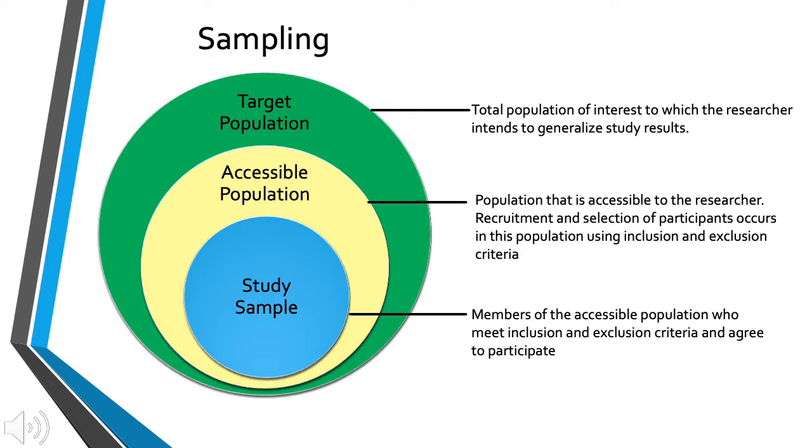To increase the representativeness of a study sample, the investigator would choose random selection of this population. A complete list of the target population might not exist, or researchers may not have access to this entire population. The accessible population refers to those individuals that the researcher has access to for recruitment. The study sample is the individuals that meet the study inclusion and exclusion criteria and are willing to participate.